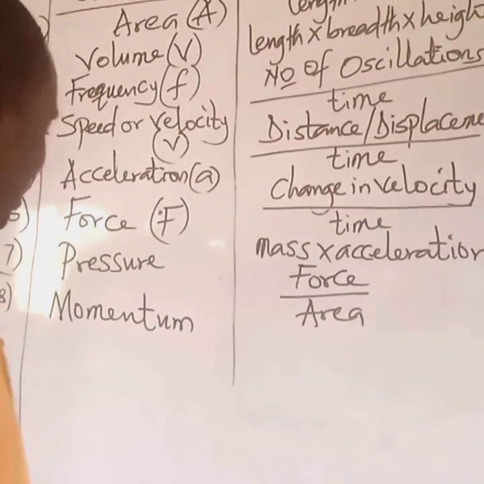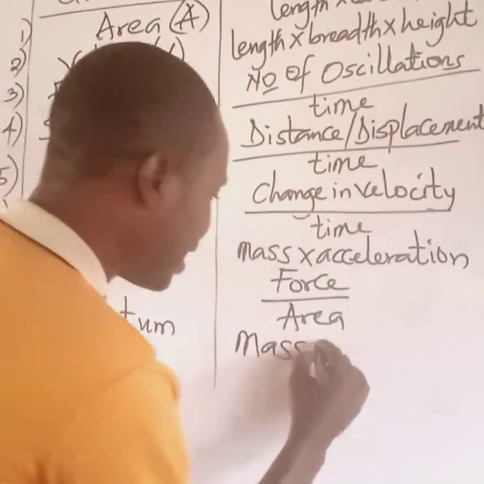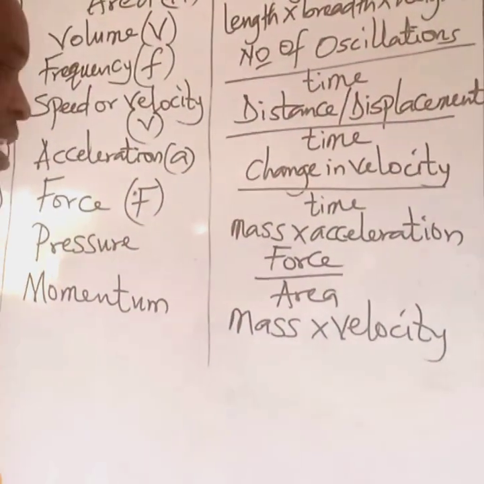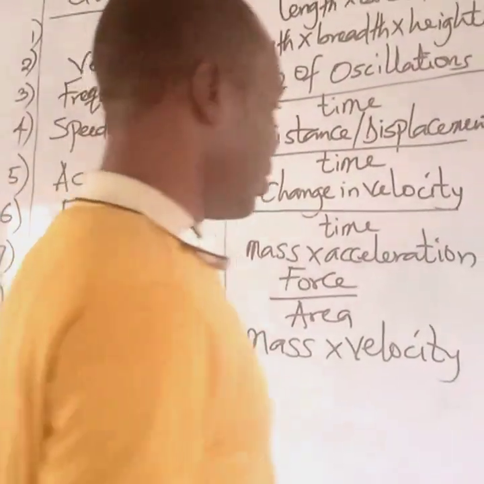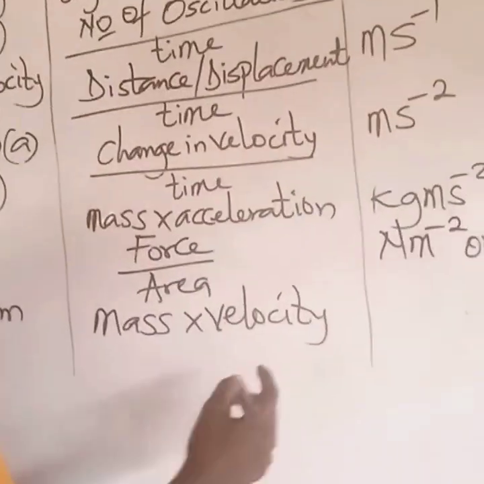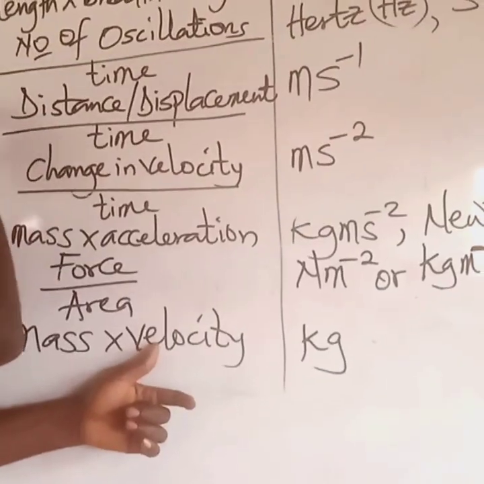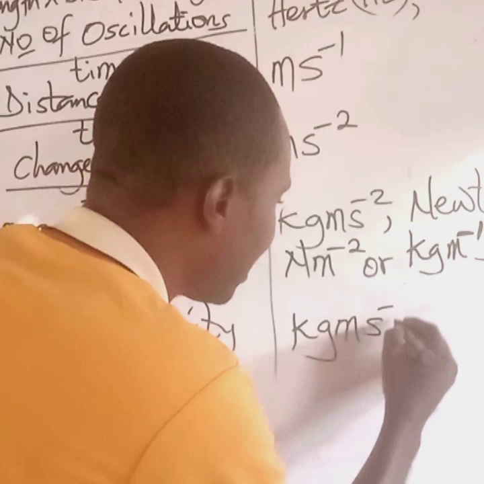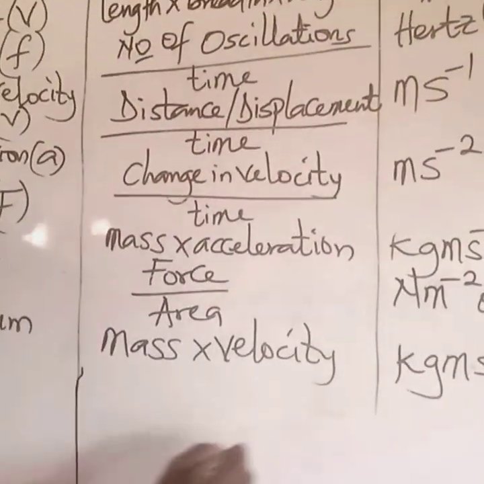Momentum. Momentum is the product of mass times velocity. It is also a derived quantity, and if we write the SI unit for this, the unit is kilogram for mass, and velocity we already have somewhere here. We say meter per second, so kilogram meter per second.